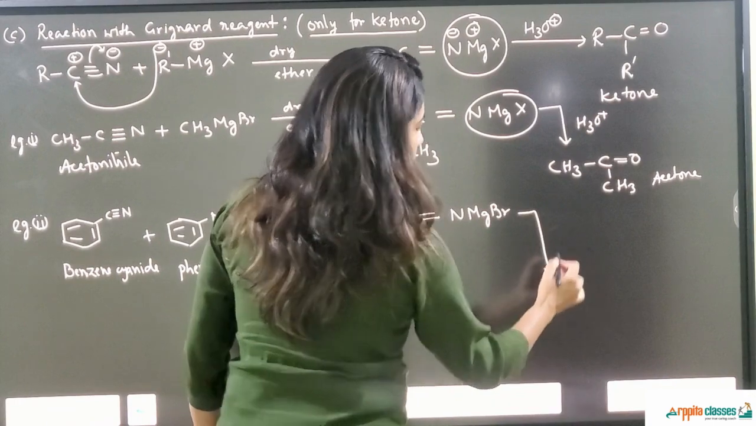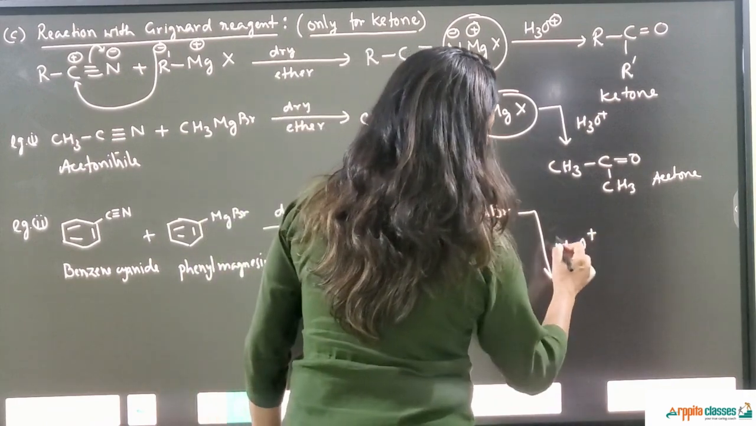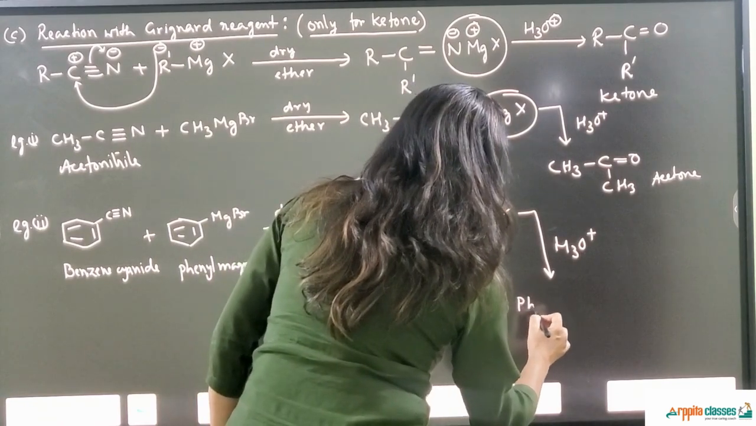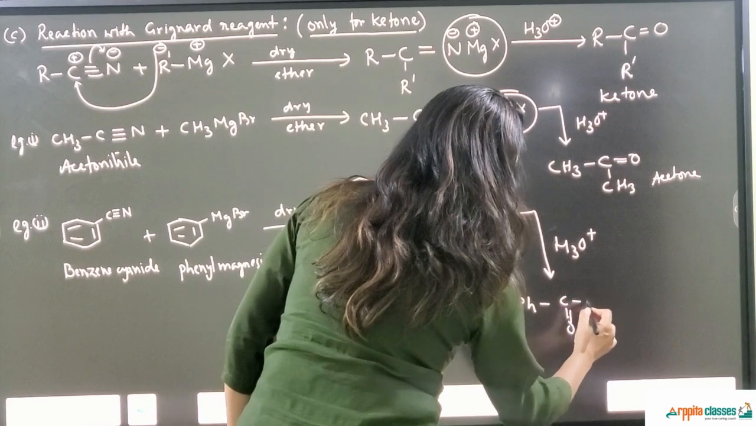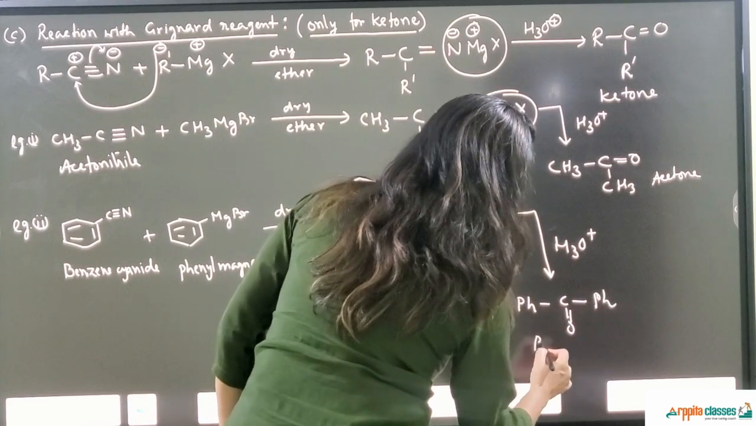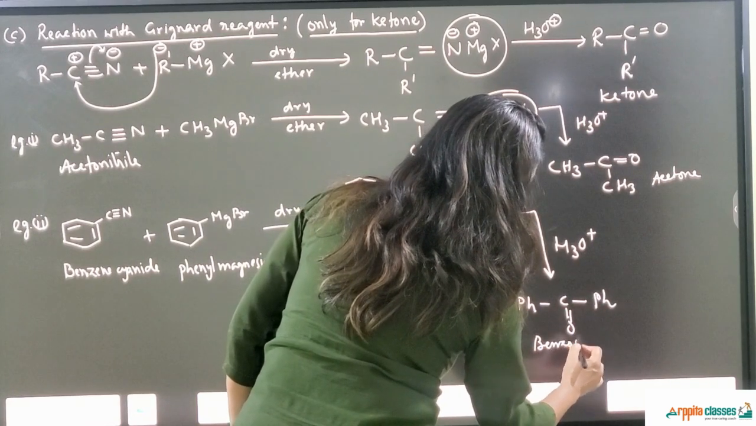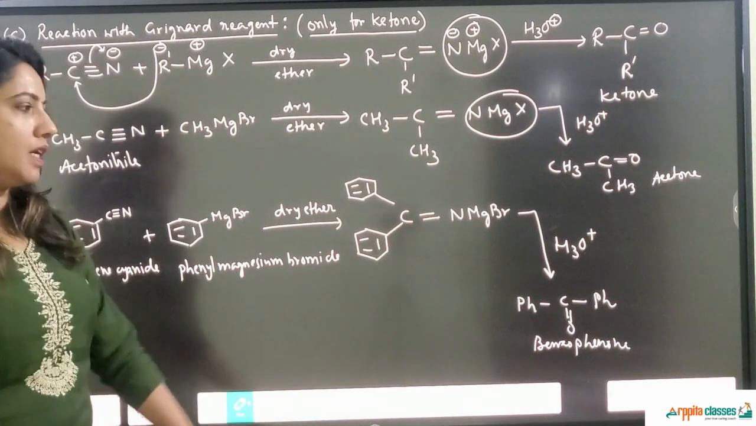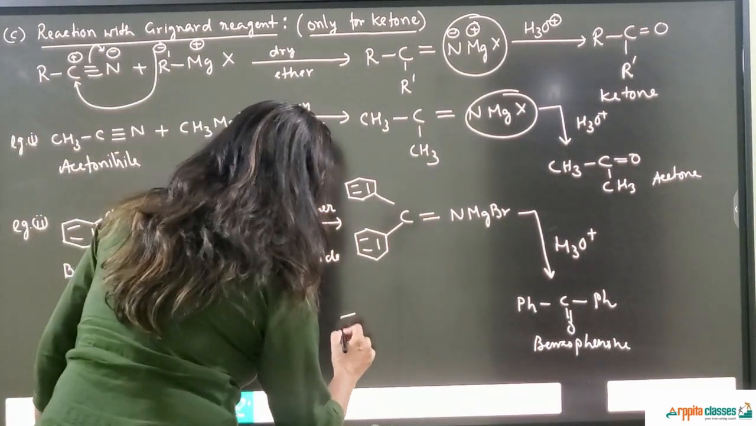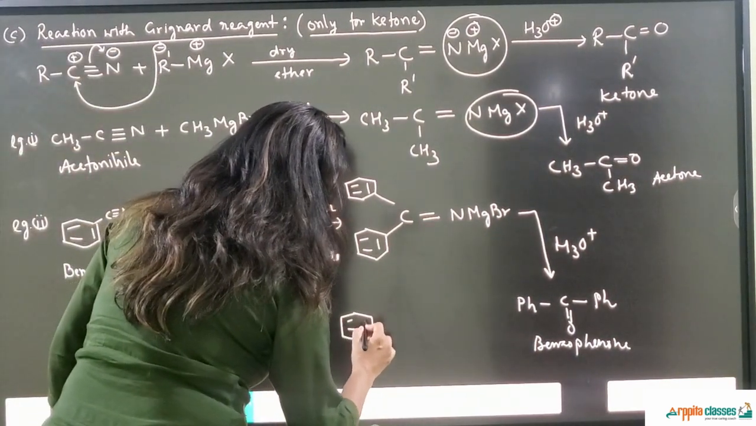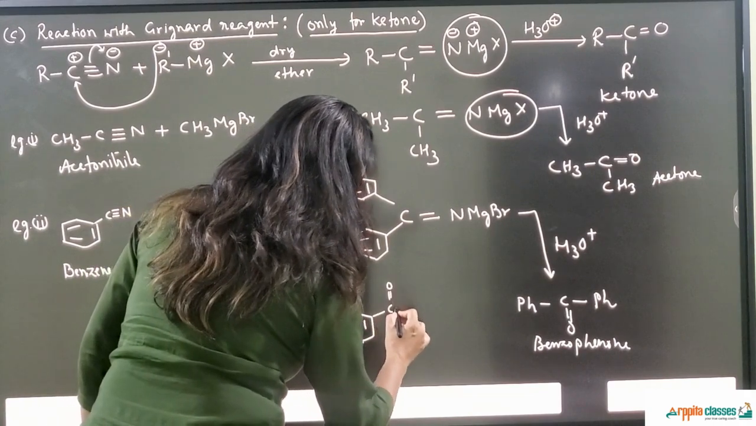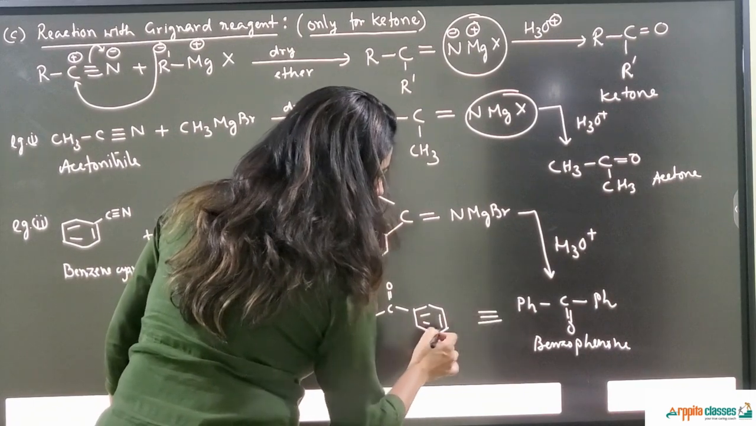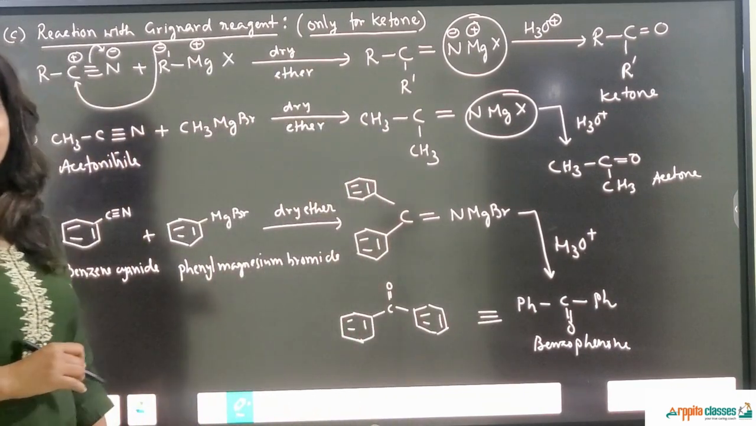And then this followed by acidic hydrolysis. So this will be double bonded O. So I can write it like this, Ph, C double bond O, Ph. This is called benzophenone. Benzophenone. Ph, C, Ph. If you want to draw the structure, it is like this. This is your benzophenone. This is the structure of benzophenone.